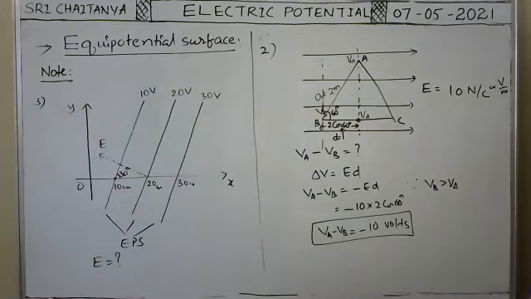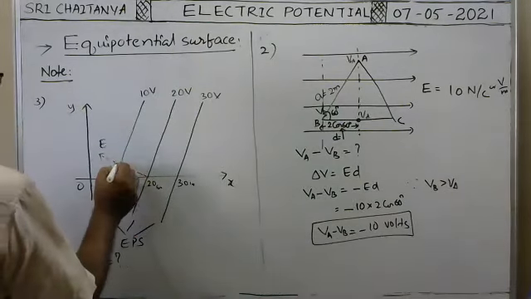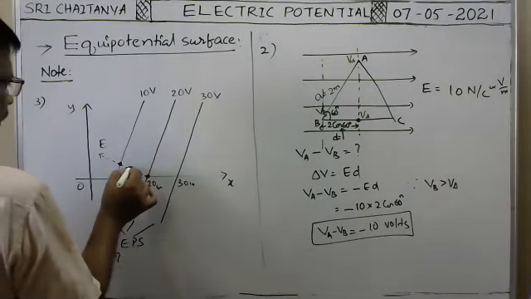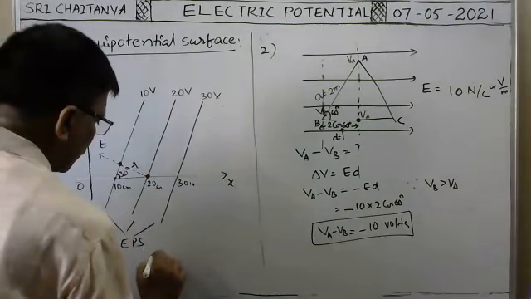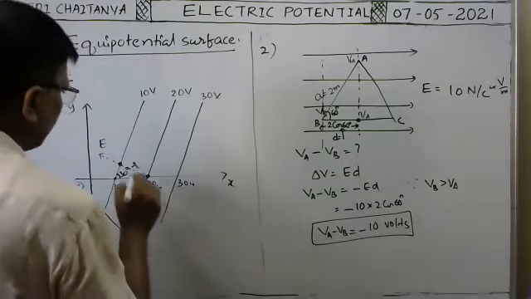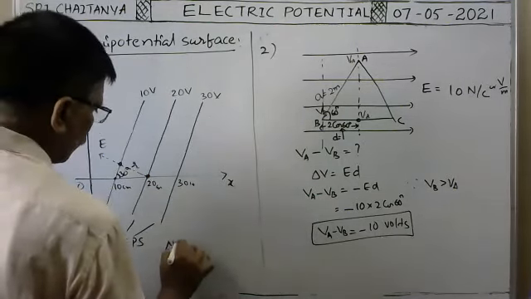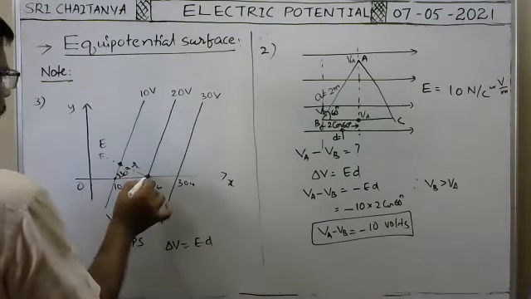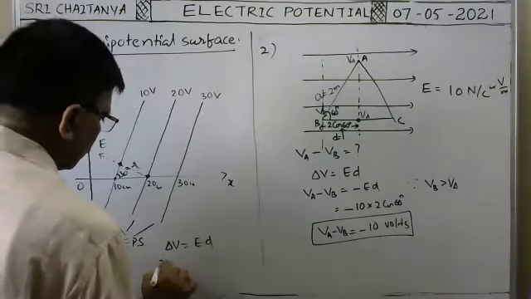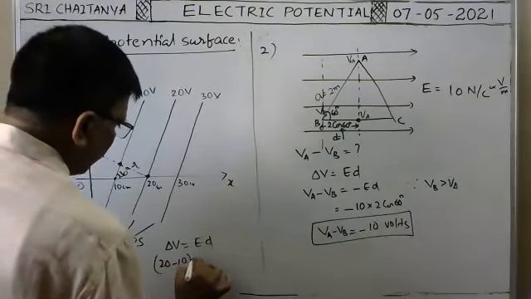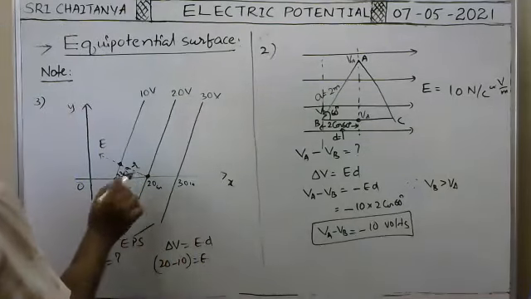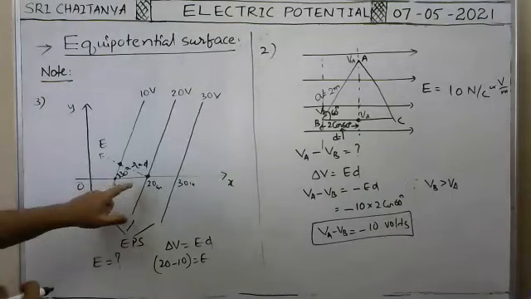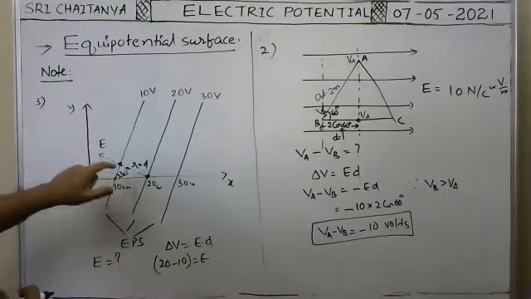What is its magnitude? Along this direction, between these 2 points, we know the potential difference delta V. If you know this distance, then the intensity of the electric field is the potential difference between these 2 points. Delta V is equal to E into d. Delta V between these 2 points is 20 minus 10, equal to E into d. What about this distance? Here d means R1. This length is 20 minus 10.